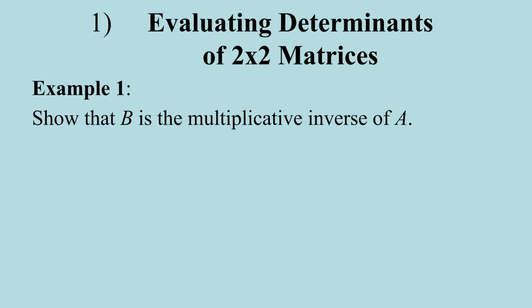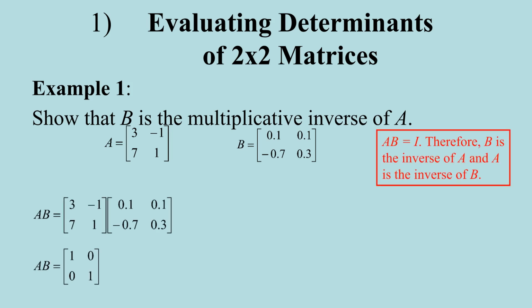Let's work through an example. Show that matrix B is the multiplicative inverse of matrix A. We are given the values for matrix A and matrix B. To show that B is the inverse of A, we will multiply A and B. The resulting matrix for AB is shown here. When we multiply matrix A by matrix B, the result is the identity matrix, I. Since AB equals I, B is the inverse of A, and A is the inverse of B.